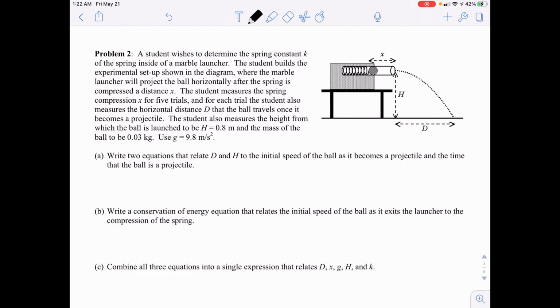The student measures the spring compression x for 5 trials. And for each trial, the student also measures the horizontal distance d that the ball travels once it becomes a projectile. The student also measures the height from which the ball is launched to be h equals 0.8 meters, and the mass of the ball to be 0.03 kilograms. Use 9.8 meters per second squared for g.